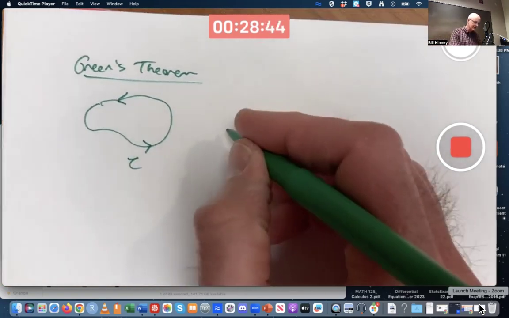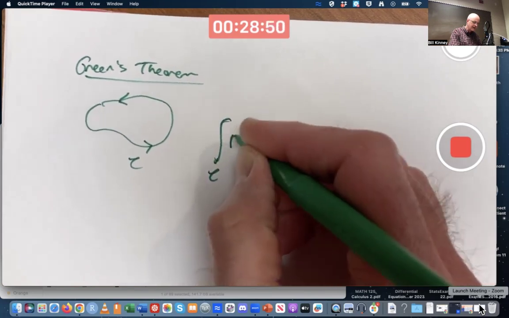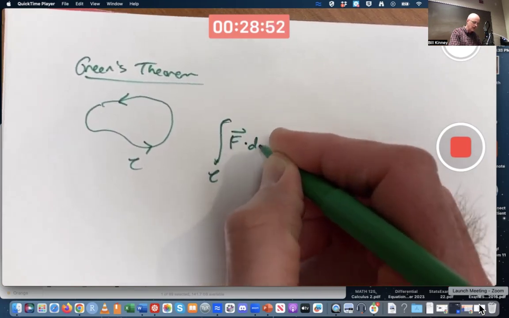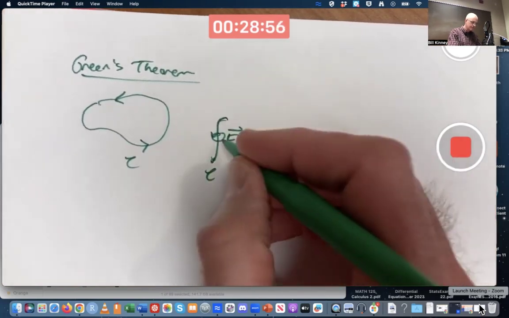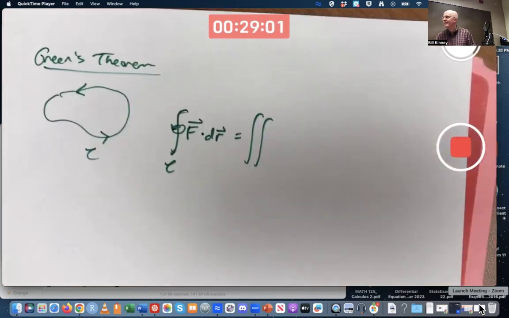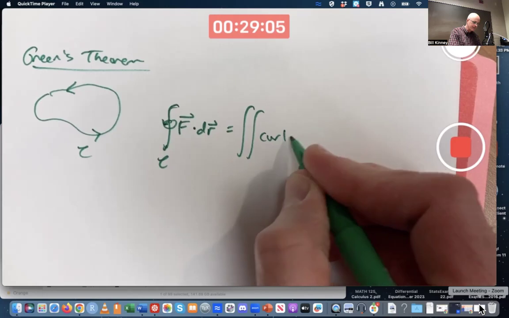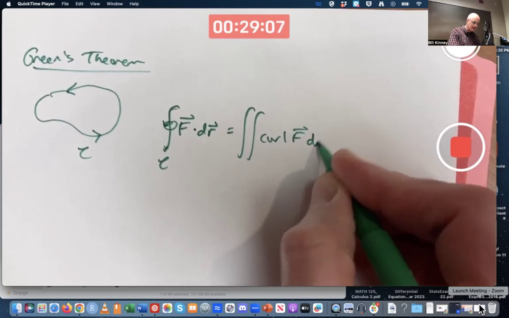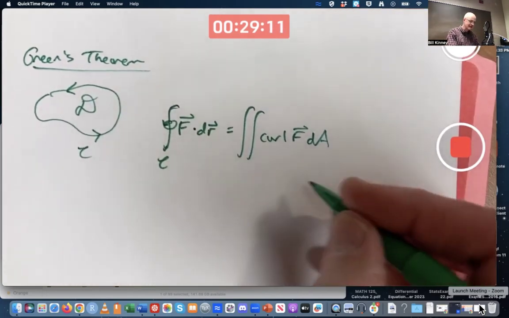Green's theorem says that one way to integrate the vector field over the closed curve is to do a double integral of all things. A double integral of the scalar curl over the domain that's inside C.